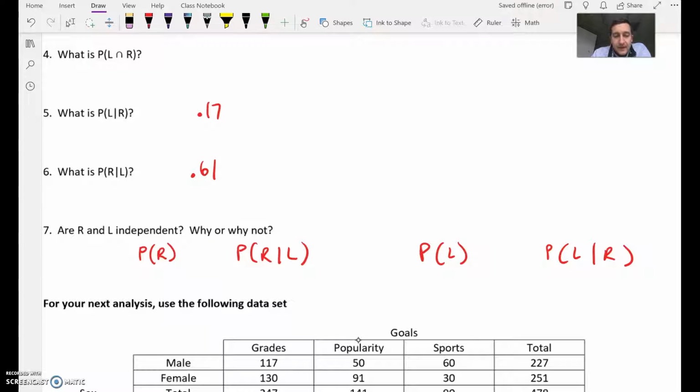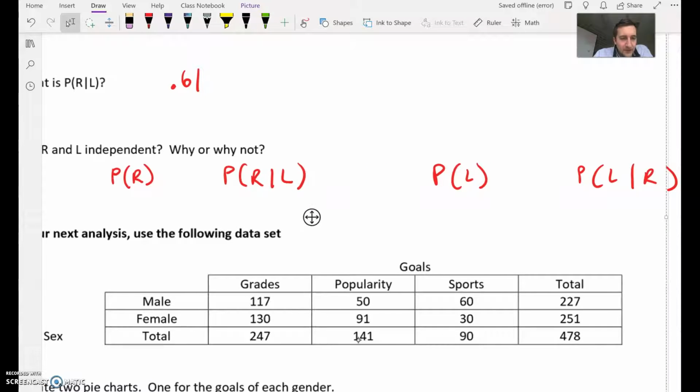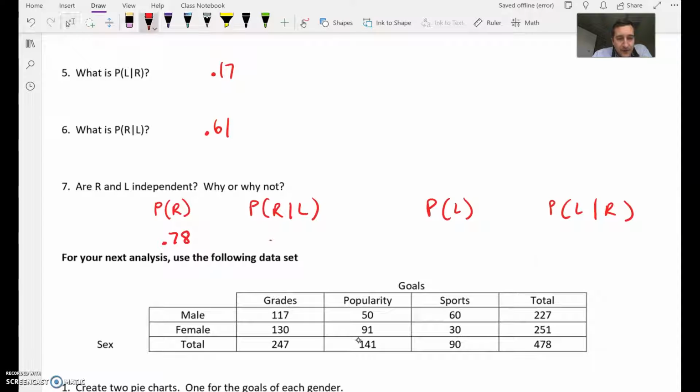Here's why. The probability of R happening. What was it again? We already found all those, that's the good news. So the probability of R happening is 0.78. The probability of R given L happening is 0.61. So when you look at these numbers, does it look like L had an effect on the probability of R? Sure, that's a drastic difference. Those are not equal. L is affecting R in some way. So we don't even need to do this other one, but you can just see from right there that these are not independent.